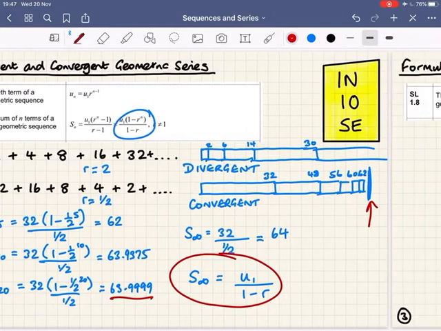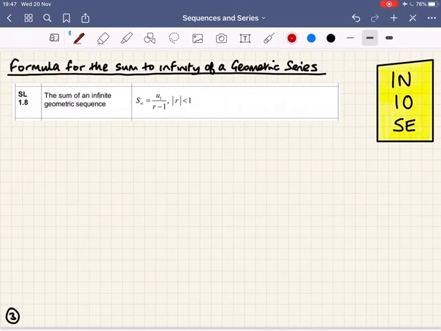Now, here's the formula sheet as I currently have it from the IB, and you'll see that they've written the formula like this. S to infinity equals u1 over r minus 1. And I'm just going to put a big cross through that and say, no, that's not the correct formula. It should be s to infinity equals u1 over 1 minus r. The other formula is not correct, and hopefully that will be repaired on the formula sheet by the time you get to do your exams.